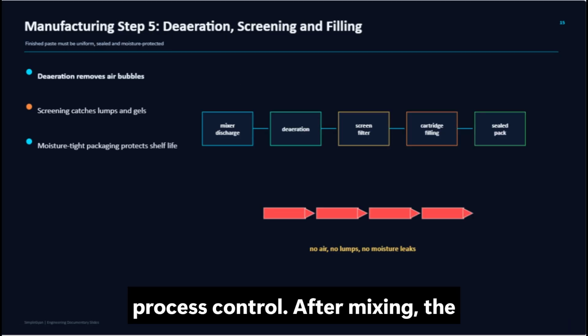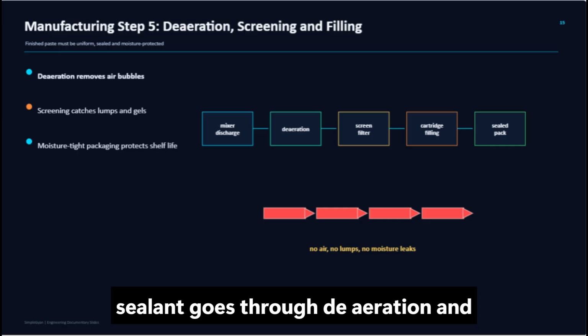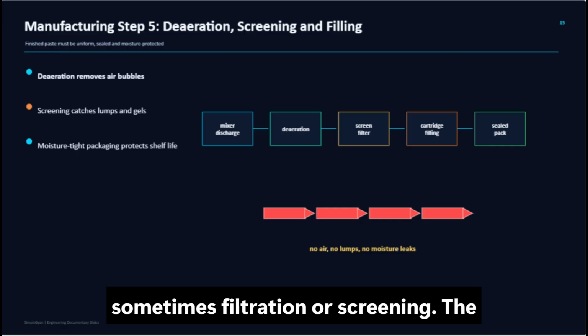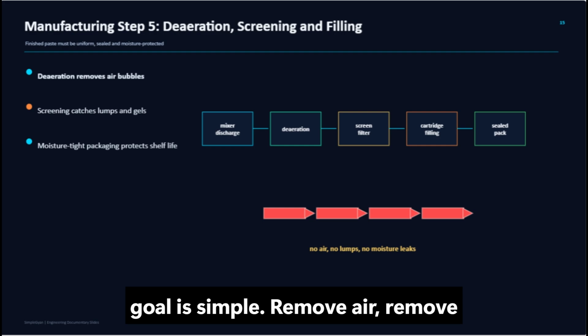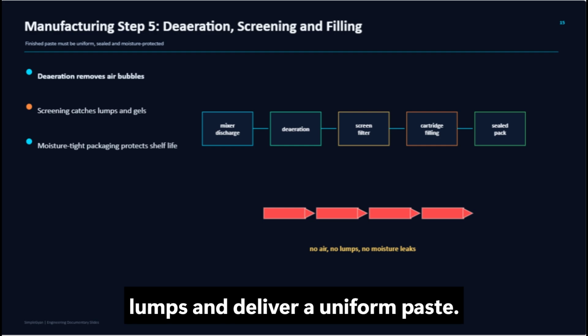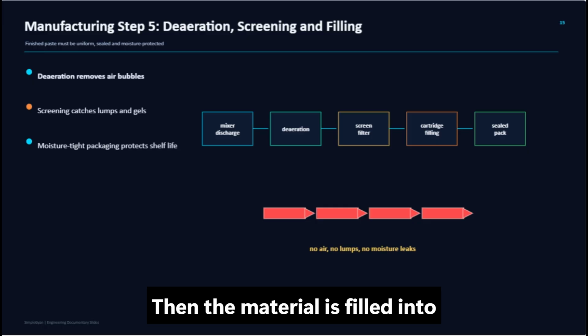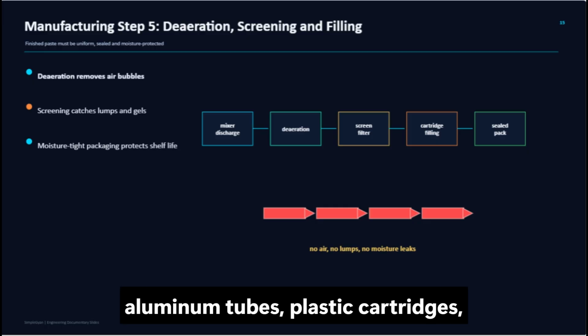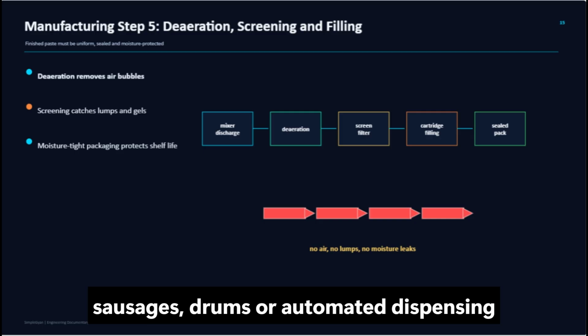After mixing, the sealant goes through deaeration and sometimes filtration or screening. The goal is simple: remove air, remove lumps, and deliver a uniform paste. Then the material is filled into aluminum tubes, plastic cartridges, sausages, drums, or automated dispensing containers.